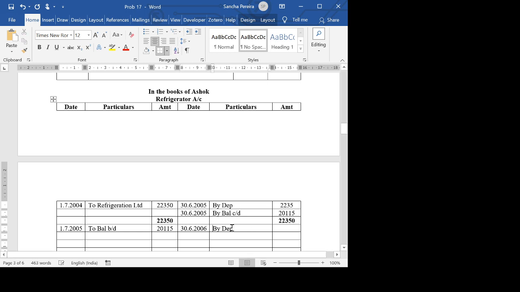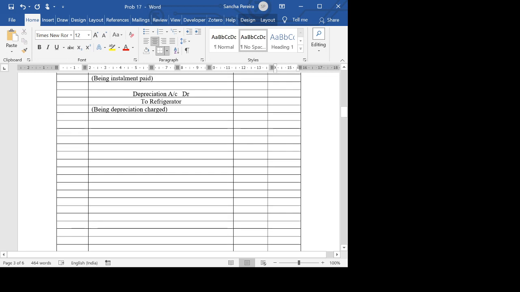Now again we are following the written down value method or the diminishing balance method. So every year the depreciation will keep changing and it's calculated on the opening balance. So the opening balance of this year is 20,115. So basically 10% of this becomes 2011.5. Okay, so I'm going to make it 2012. The 0.5 will round up, so instead of 2011, 2012. Is that clear? Okay, so depreciation is 2012.